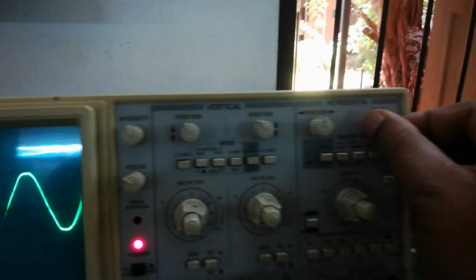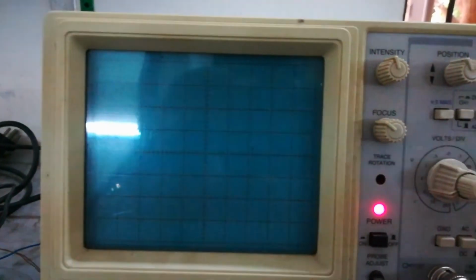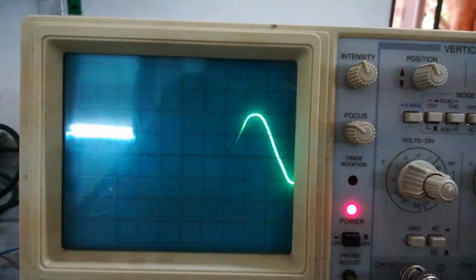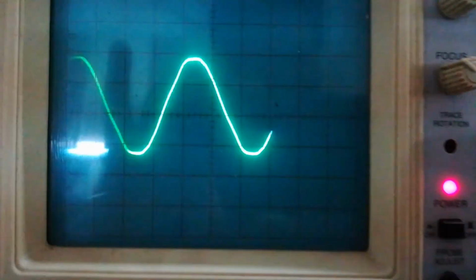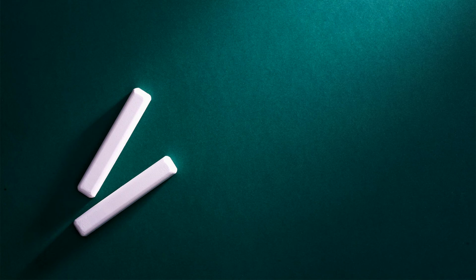And now you see the level knob is used to hold the signal. When we are giving a signal, the signal will always be on the move. So in order to hold the signal, we use that level knob. By properly adjusting the level knob, we can hold the signal so that you can analyze the signal.